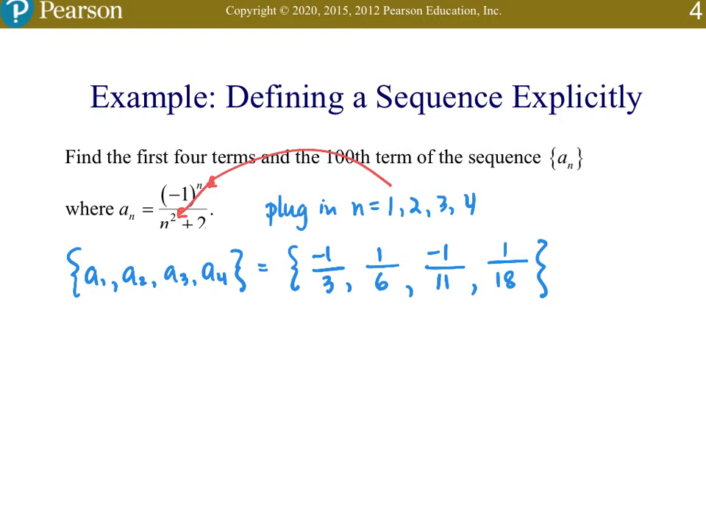If I want to find the 100th term, I simply drop the number 100 into both the numerator and the denominator.